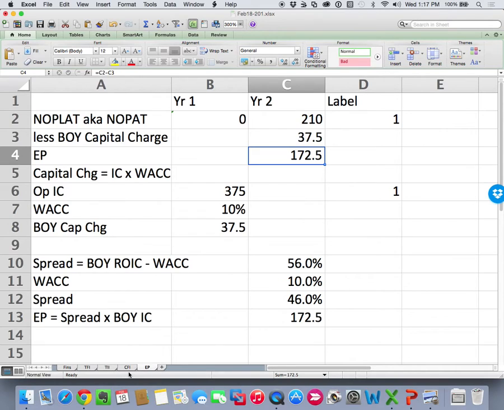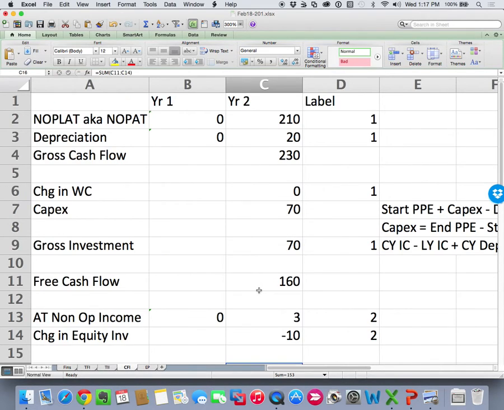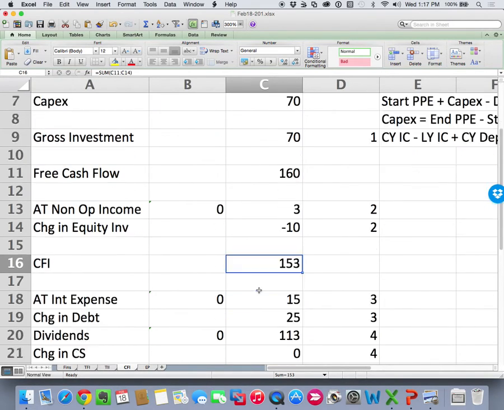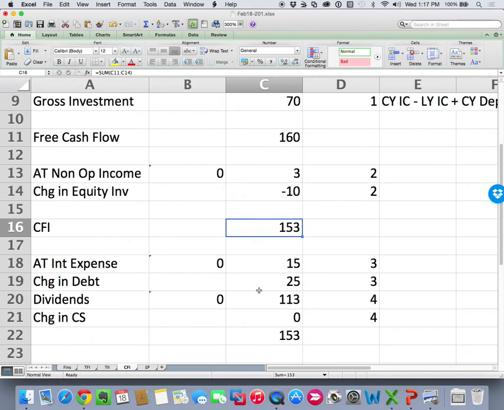Now let me come over here to CFI. Did this company generate more cash than it spends? Yes? Free cash flow positive, right? And therefore, this is how it distributed it.